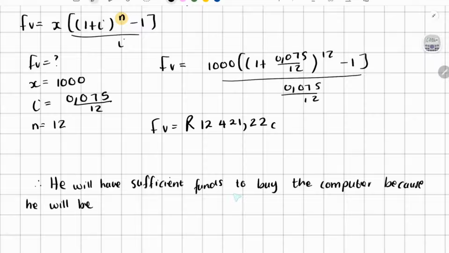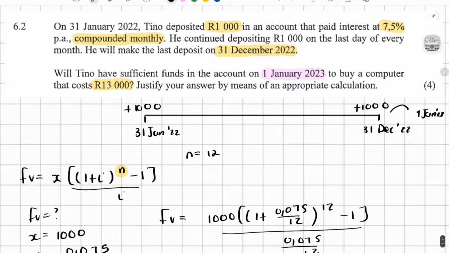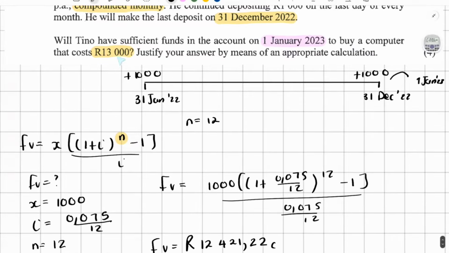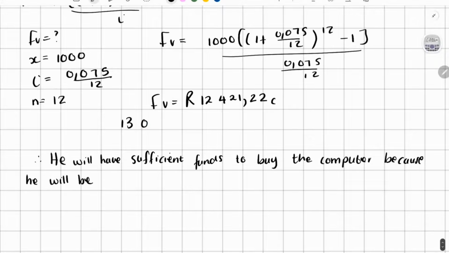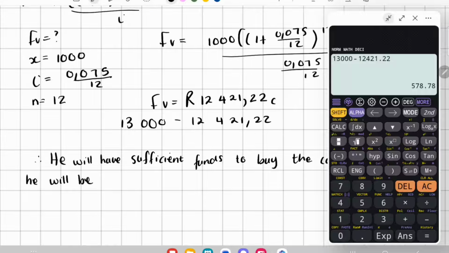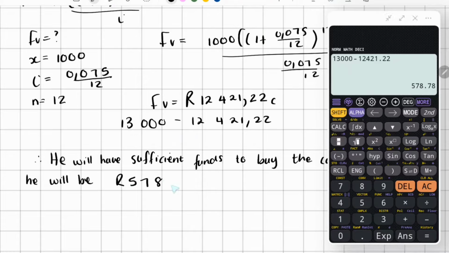So he will not have sufficient funds to buy the computer. Now I'm just calculating how much he needs extra. He needed 13,000, but he only has this. So if we say 13,000 minus 12,421.22 cents, we will find out how much short he is. And as we can see, he is 578.78 cents short. So he will not have that amount. Okay, so that is all for this question.